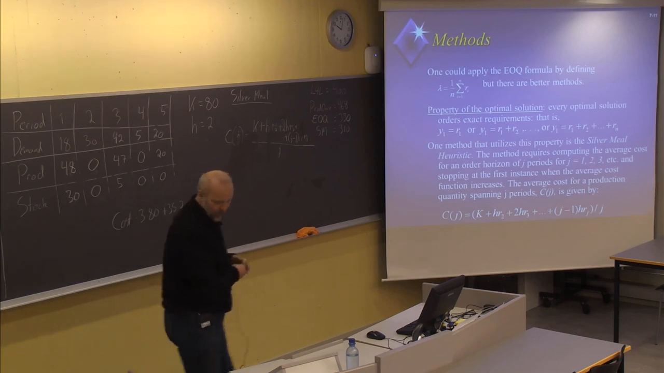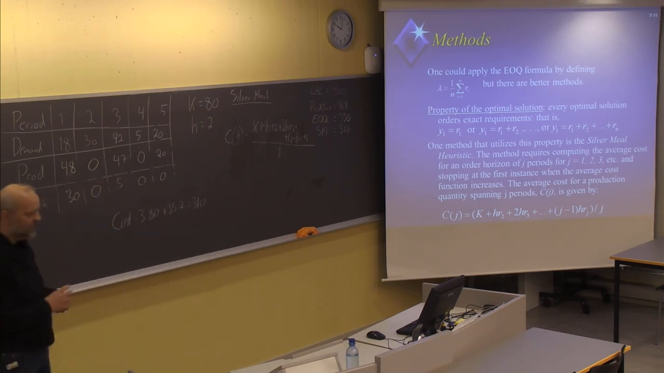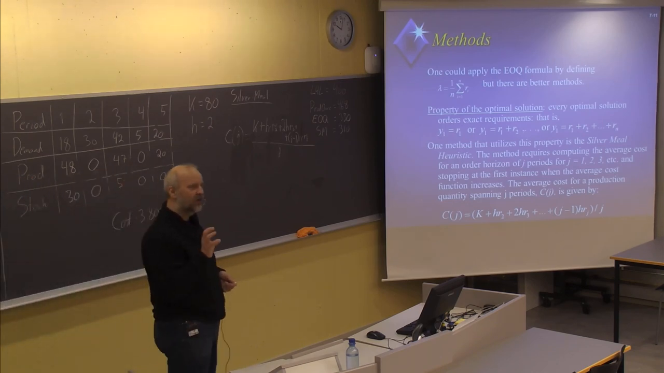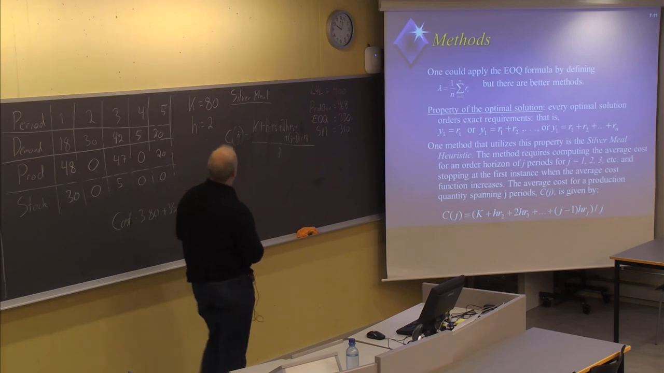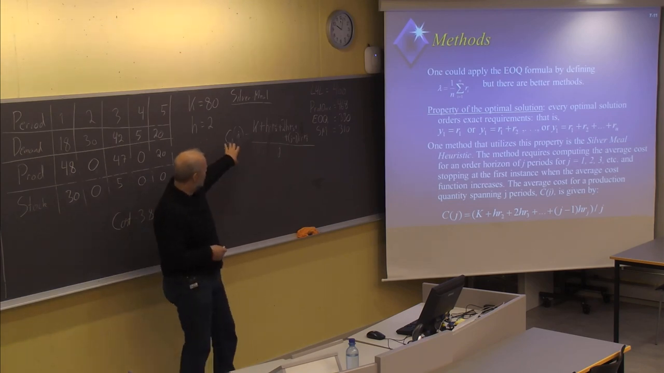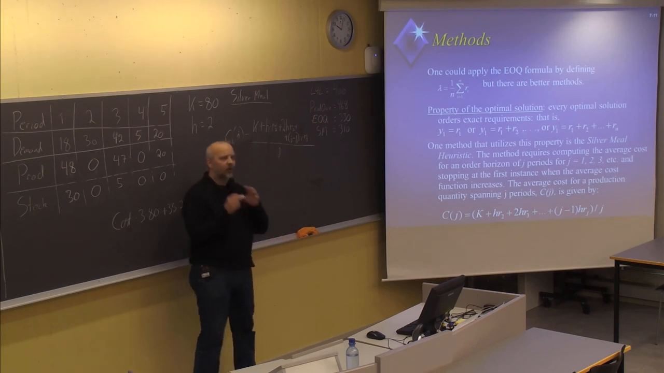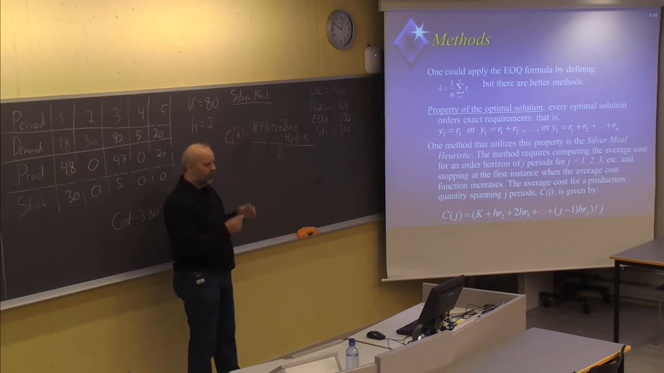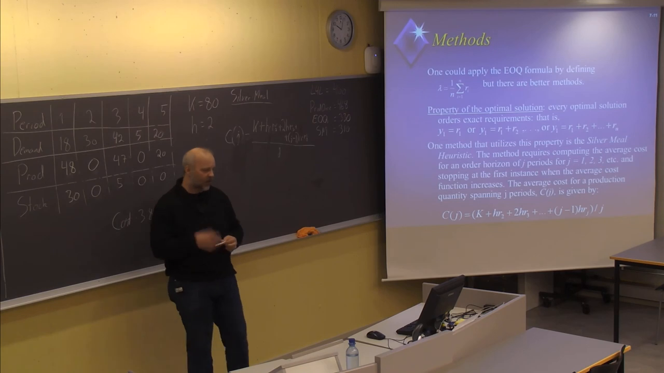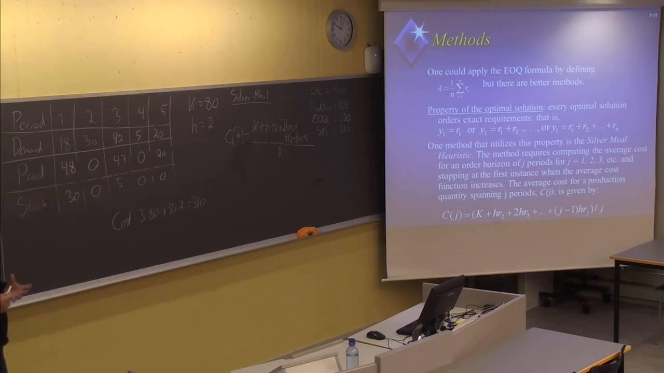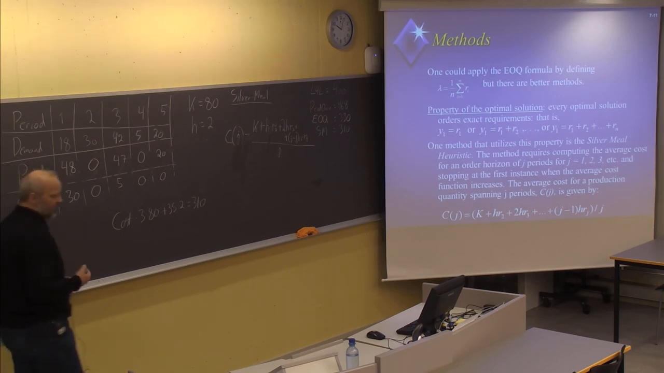And I will now present the next heuristic, which is slightly different, but not too different. And this is called the least unit cost. It uses much of the same ideas, but instead of J, the number of periods, it will divide by the number of units. We take a break now, 15 minutes, and then I will present the least unit cost, which is based on much of the same ideas as the silver meal method.